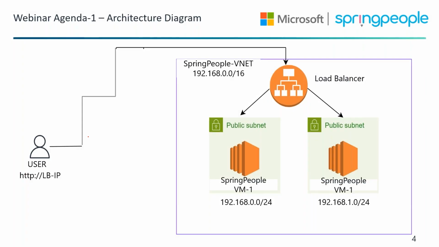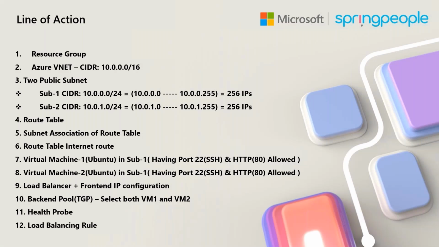Now, this is the webinar agenda, and this is what the architecture diagram is going to be, where you see that we are somewhere in a VNet, the SpringPeople VNet. What is a VNet and all those things? Not to worry. This might be a fancy term for you at the start of this webinar, but it will never be fancy after this webinar. What is the meaning of this? What are these subnets? What are these virtual machines which I am creating? Then having a load balancer, then users accessing those. We are going to understand all of that today. So these are the lines of action for today, and we'll keep checking all of them one by one as we do it.